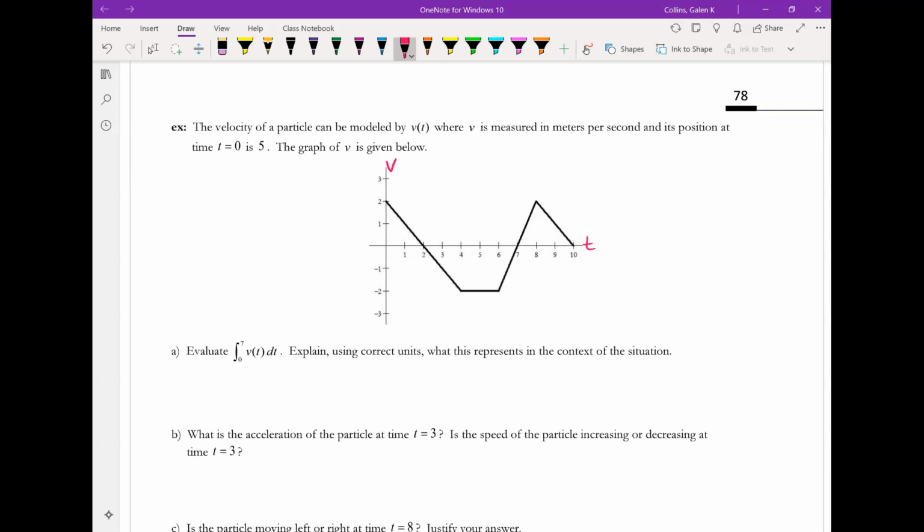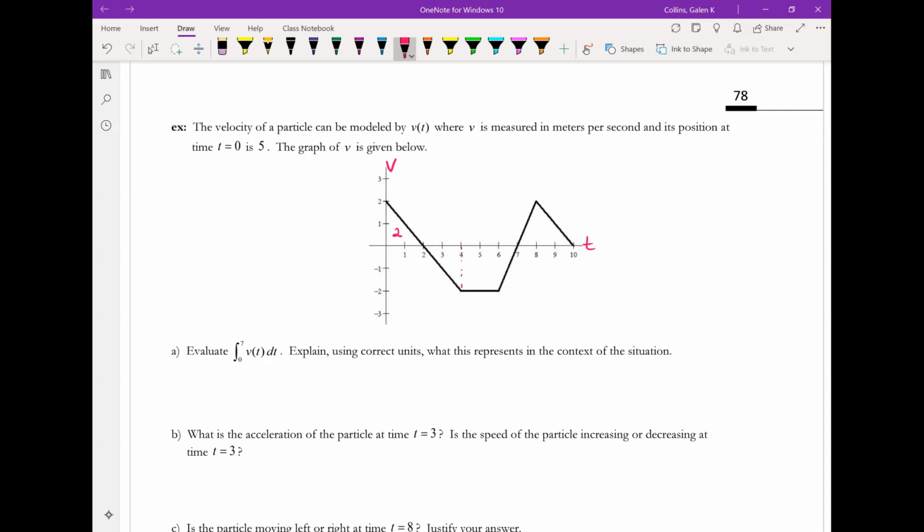Okay, we're first asked to evaluate the definite integral of v from 0 to 7 and explain, using correct units, what this represents. So we know that in order to do that, we need to know the area between the curve and the x-axis. So we can do that geometrically. This first shape, I've got a triangle, 2 times 2 times 1/2. We get an area of 2.